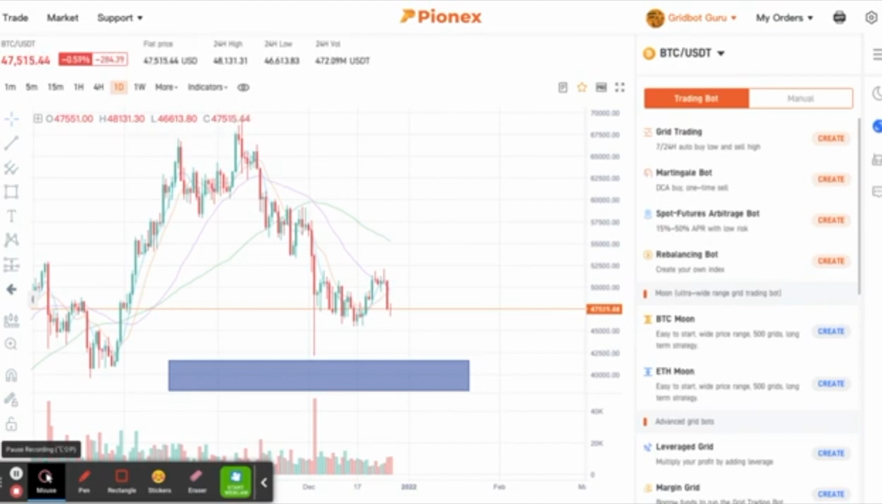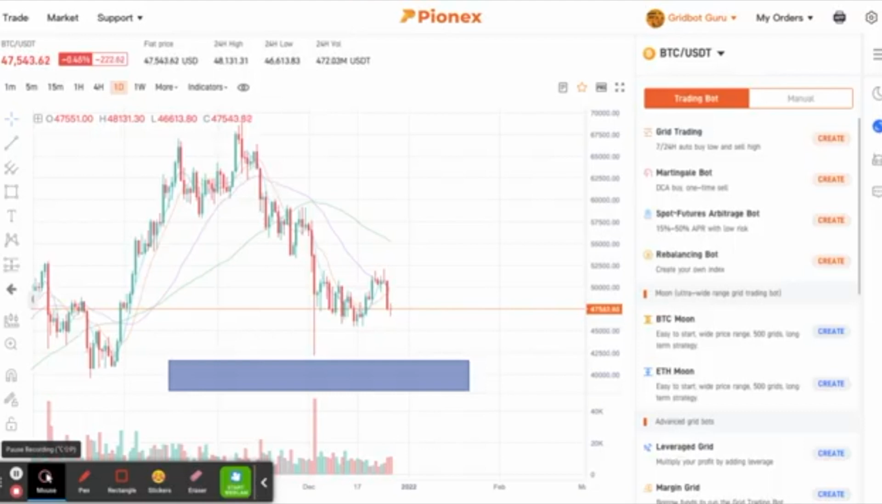A reverse grid and a grid bot are exactly the same. I'm going to say this again: a reverse grid and a grid bot are exactly the same. It's when we get into the details that they are different.